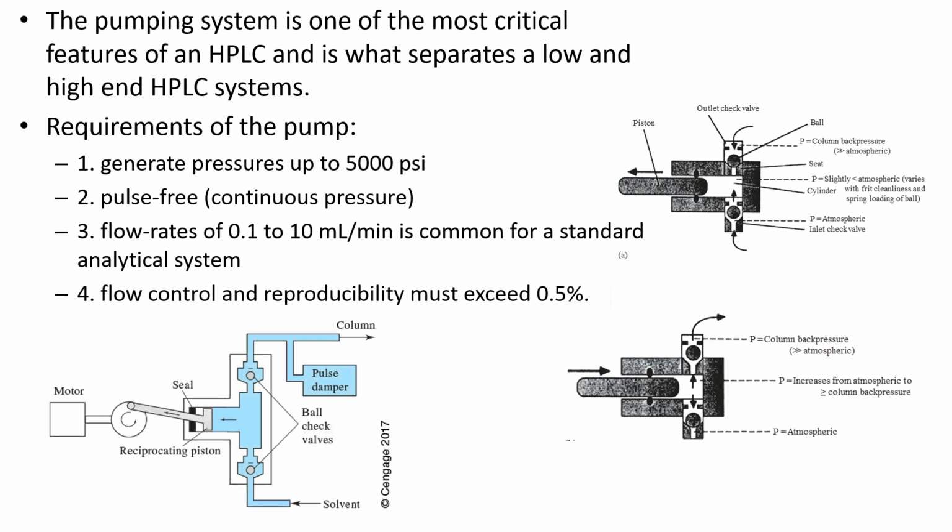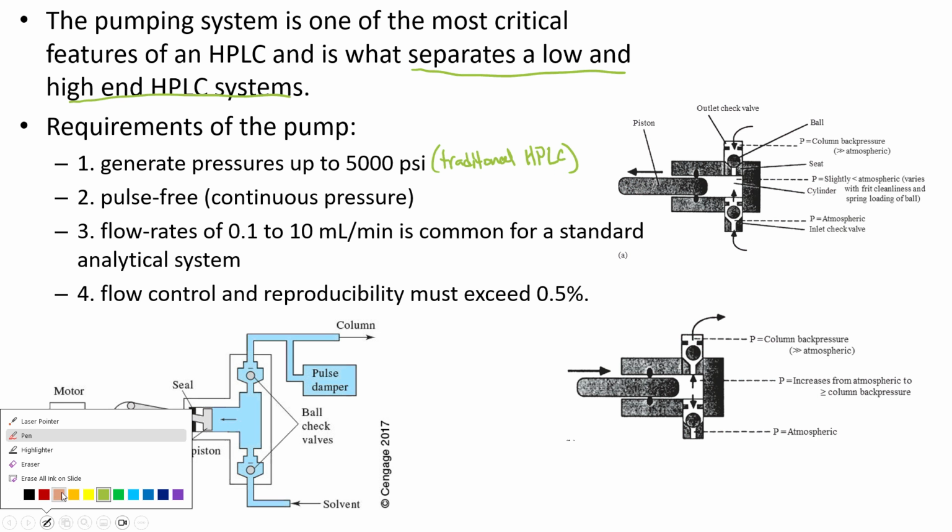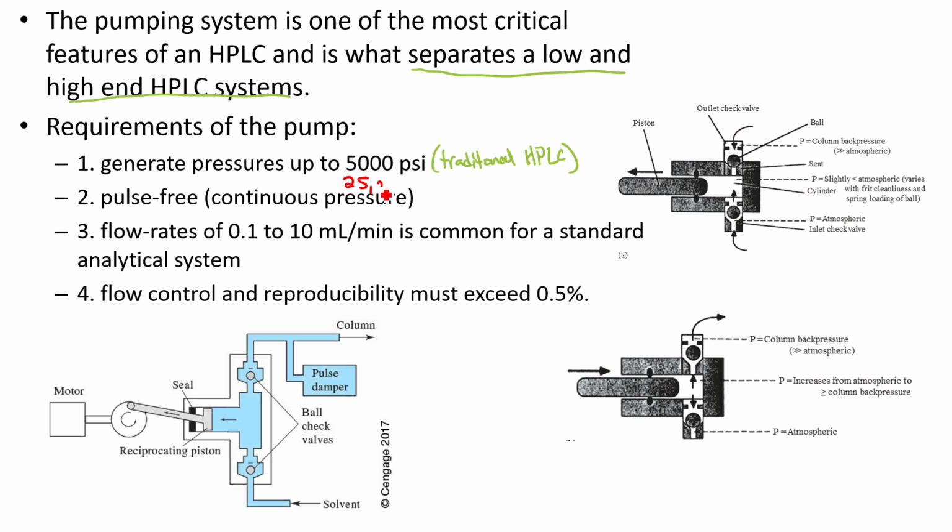So the pumping system is what really separates a quality HPLC from one that's not so good quality. So your low-end to high-end systems. So we want our pumps to generate up to 5,000 PSI, and this is traditional HPLC. Today in UHPLC, that number is substantially greater. So it's 25,000 PSI in UHPLC. Right, much higher pressures. It's a little bit different technologies.